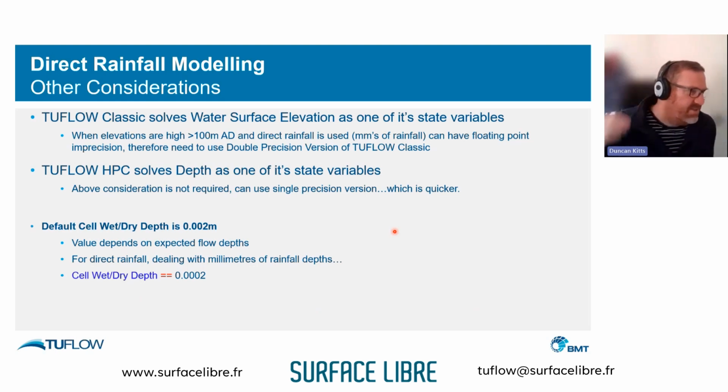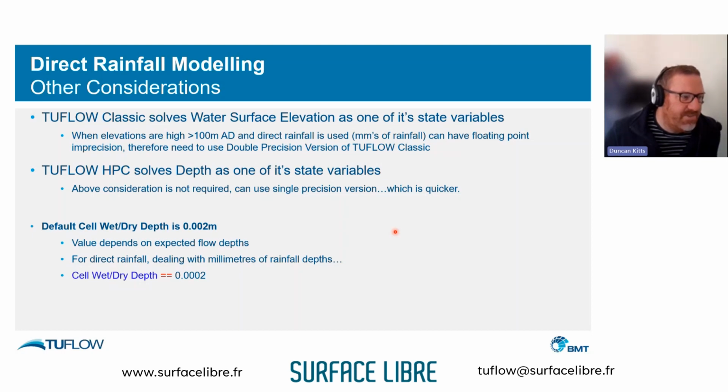Just a couple of things to consider when doing direct rainfall modeling. If you are using TUFLOW Classic, which I assume most people aren't, that solves water surface elevation as one of its state variables. As a result, if your elevations are quite high and you're using direct rainfall, so you're looking at millimeters and possibly sub-millimeters of rainfall, you can have floating point imprecision. Therefore, if you're doing direct rainfall modeling with TUFLOW Classic, we would recommend you use the double precision version.